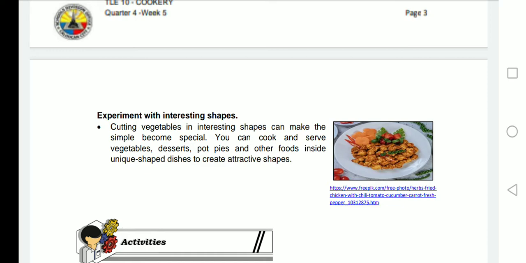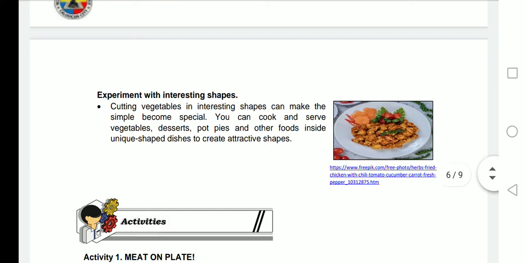And then the next one, the last one, is experiment with interesting shapes. Cutting vegetables in interesting shapes can make the simple become special. You can cook and serve vegetables, desserts, pot pies, and other food inside uniquely shaped dishes to create attractive shapes.